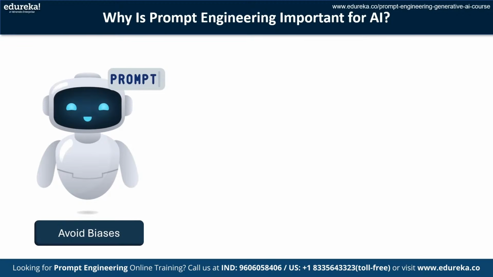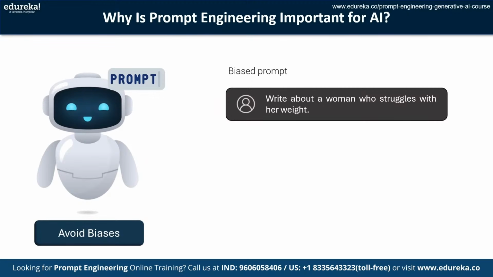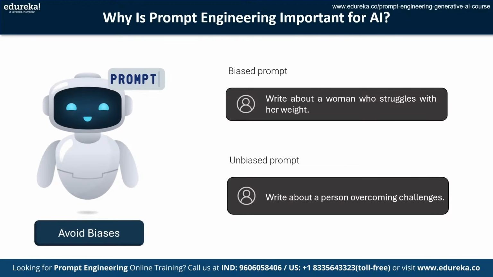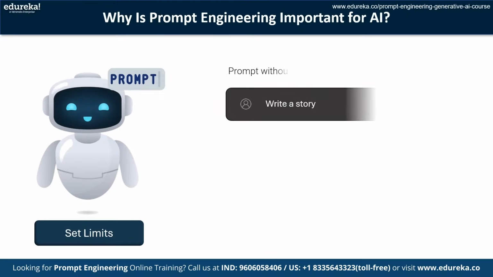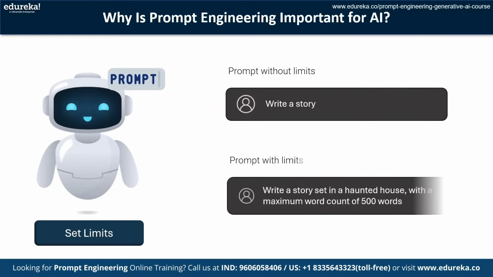Next, avoid biases. Make sure your prompts are fair and don't include any unfair assumptions. Biased prompts can lead to biased answers, which isn't helpful. For example, "write about a woman who struggles with her weight." An unbiased prompt is "write about a person overcoming challenges." Next, set limits. Tell the AI any rules or restrictions it needs to follow. This helps guide its response and ensures it meets your specific needs. For example, a prompt without limits is "write a story," and a prompt with limits is "write a story set in a haunted house with a maximum word count of 500 words." And I hope it's very clear.